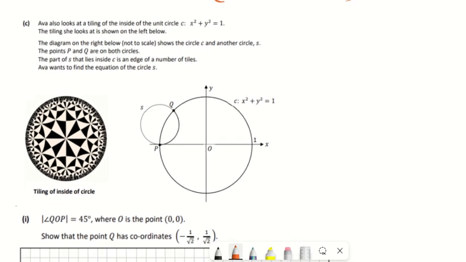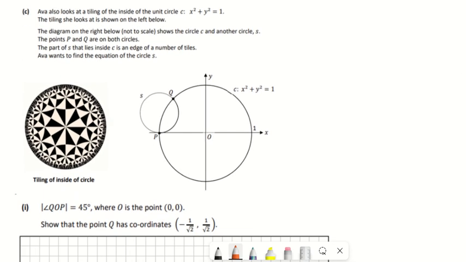So we're given a circle here, so it doesn't really matter about the context of it or the patterns and so on for this part. So we're just given a circle. In the first part, it's asking us to show that Q is that there. So you know that any point on the unit circle is going to be cos theta, sine theta.